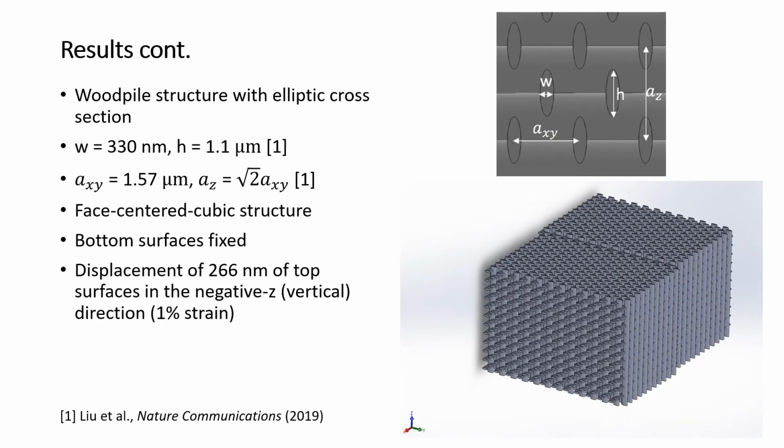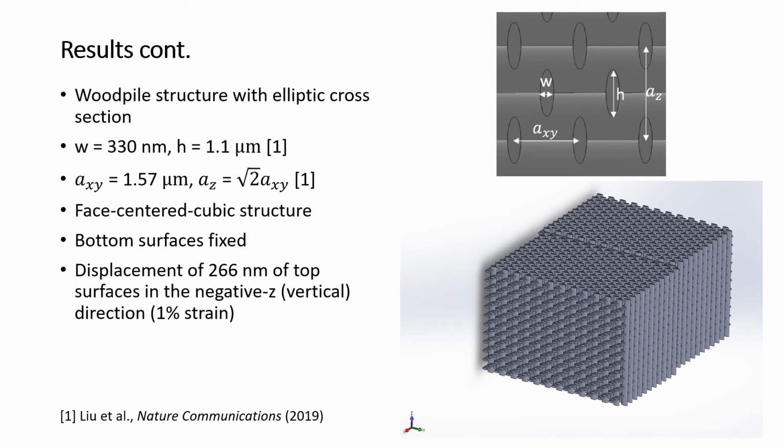Then I moved to building a wood pile structure with elliptic cross-section. Some dimensions of this structure were obtained from the paper by Liu et al. The width of each rod is 330 nanometers, and the height 1.1 micrometers. The horizontal separation between rods is 1.57 micrometers, and the vertical separation is that times square root of 2, which makes this structure also a face-centered cubic structure.